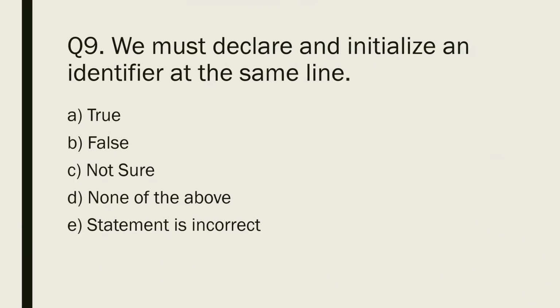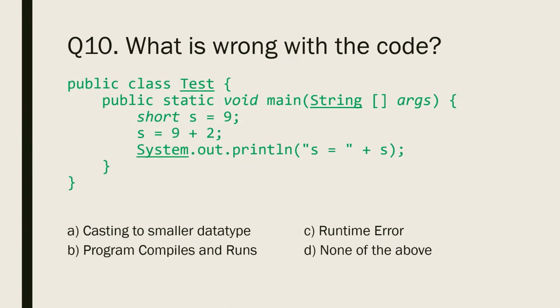Okay, now question number 9. We must declare and initialize an identifier at the same line. Is it necessary? You have to decide. Question number 10. What is wrong with this code? These are the statements. You have to see if something is wrong with the statements. So what will be the option? These are 4 options, and you have to choose one which is right.